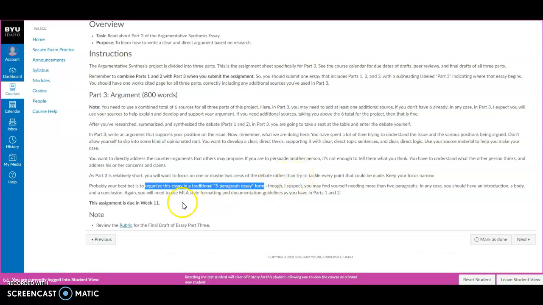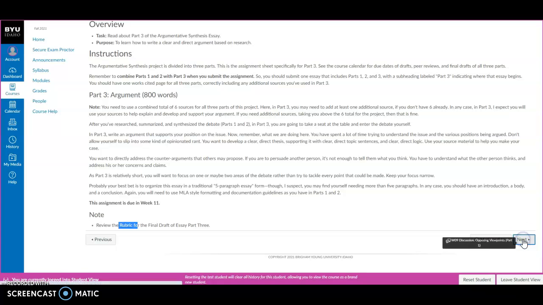So this assignment will be due in week 11, so you have a couple weeks before the final draft is due, but you will have various things that you need to do in the subsequent weeks. I also strongly encourage you to review the rubric.